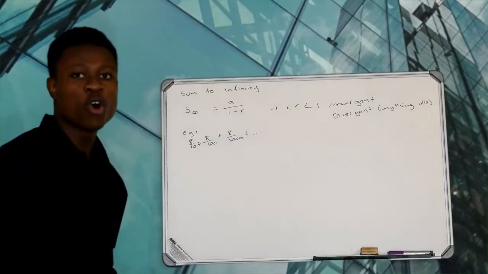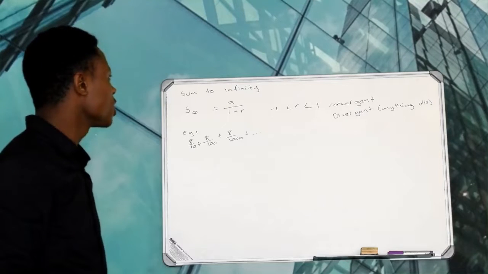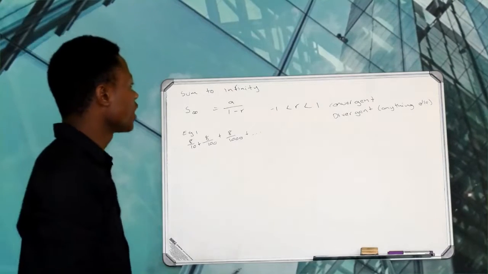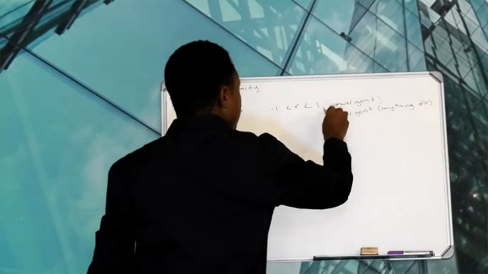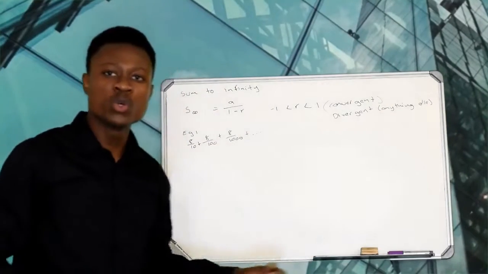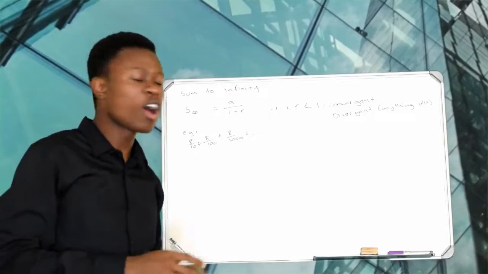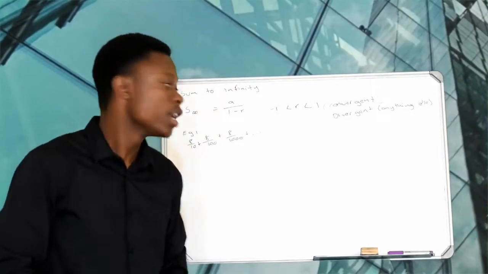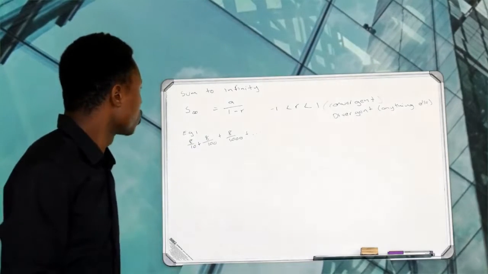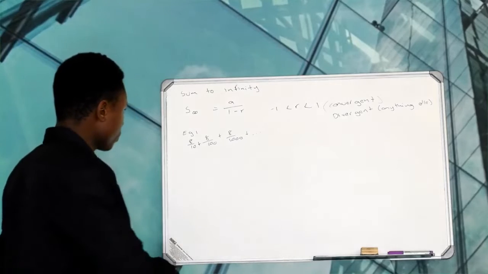We want to look for the sum to infinity of this. So what's the first thing we need to check? We need to check that the series is convergent. Because if it's not convergent, we can't use the sum to infinity formula, and we can't find the sum to infinity, basically. So what do we do? Let's check what it is.